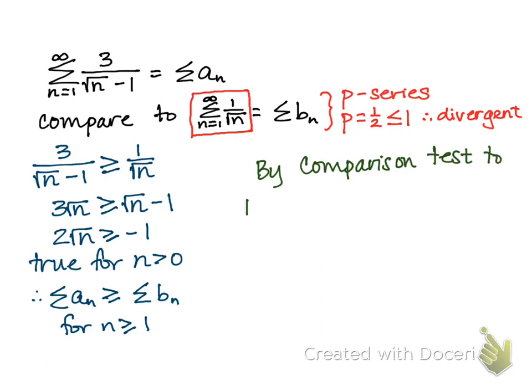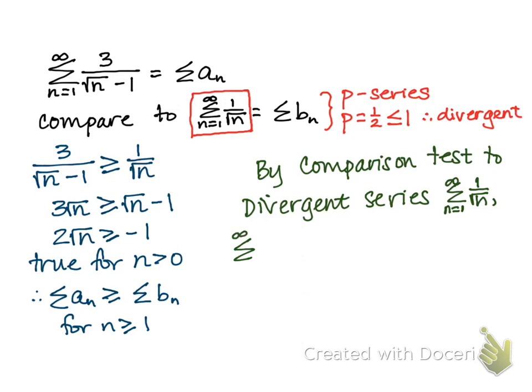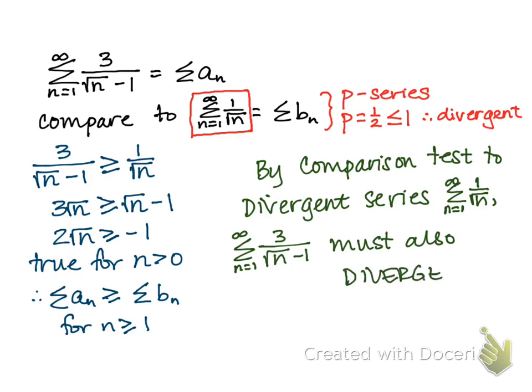to divergent series 1 over root n from 1 to infinity, the series from 1 to infinity of 3 over root n minus 1 must also diverge. All right, and that is the comparison test.